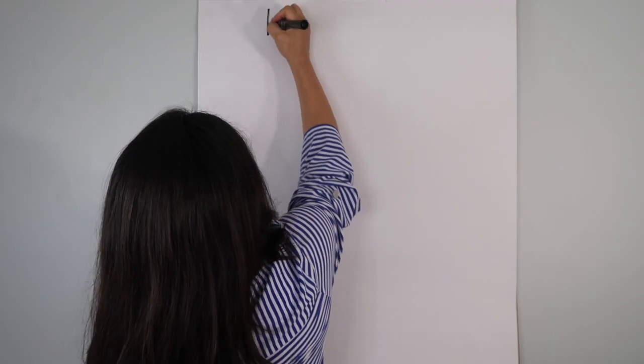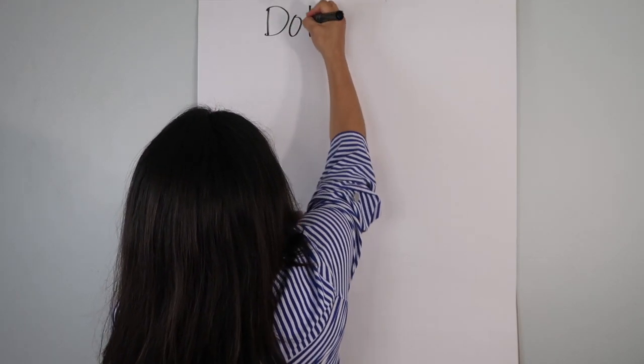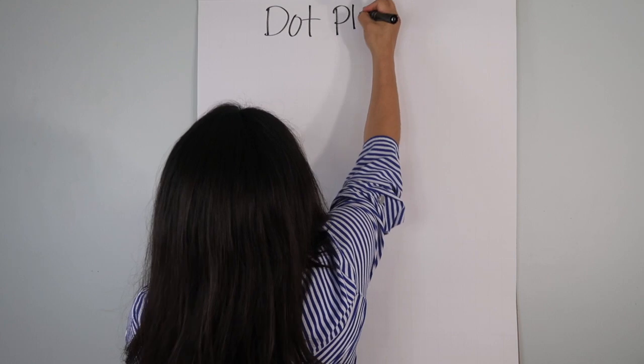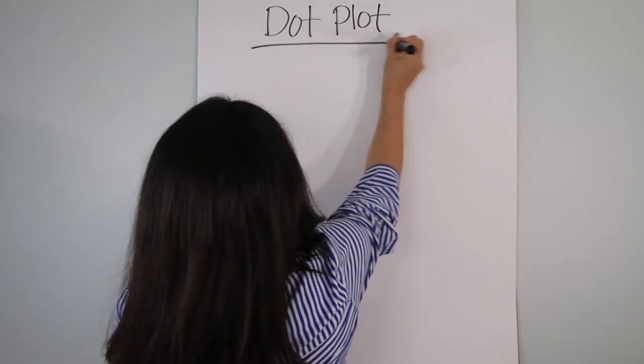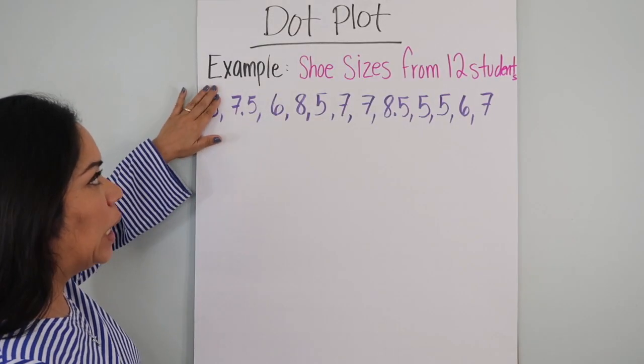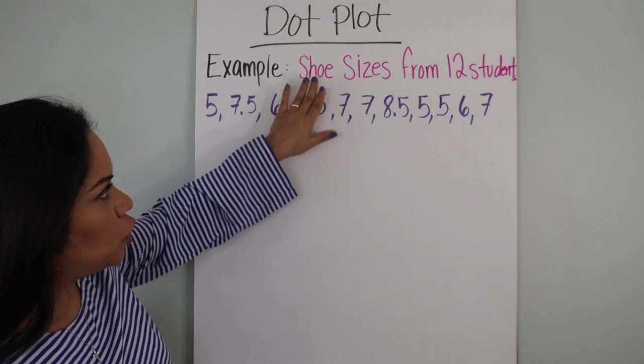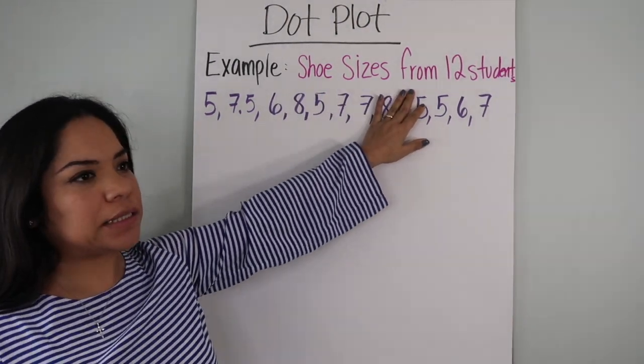Now we're going to talk about dot plots. A dot plot is just a visual display. It's just data represented by a dot above a number line. It is easier to read and it helps describe the spread of the data and how it is distributed. Here we have an example where I collected shoe sizes from 12 students.